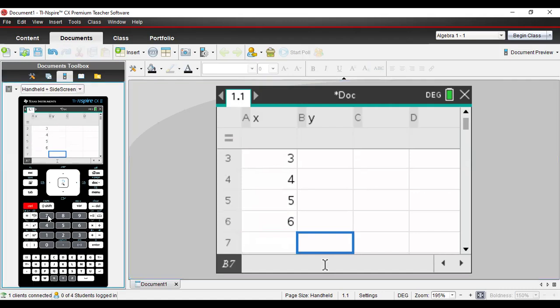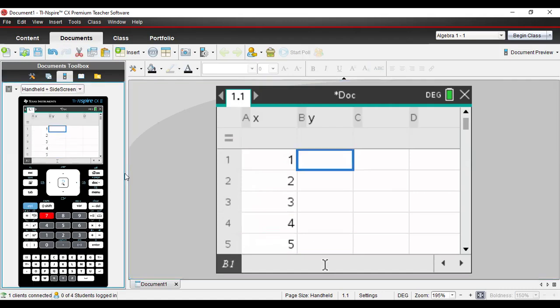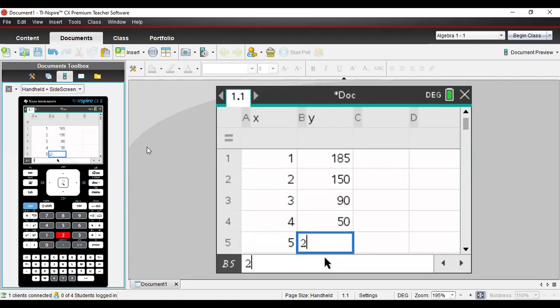We want to go up to the top. For the Y, that's the amount of money that they earned. So they earned 185 million in the first week, 150 million in the second week, 90 in the third, 50 in the fourth, 25 in the fifth, and 5 million in the sixth.